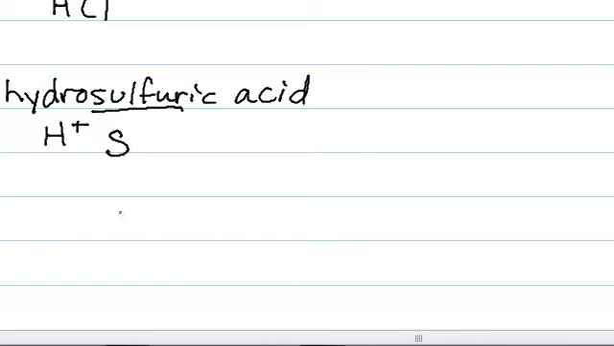I look on the periodic table, sulfur's in group 6, meaning it needs 2 more electrons, meaning it has a -2 charge. Gaining 2 negative electrons gives it a -2 charge. Across those charges, you get H2S. And that's how you write formulas for binary acids.